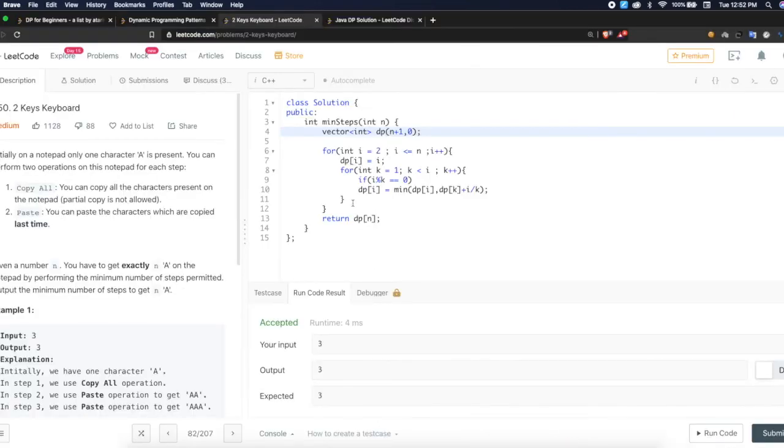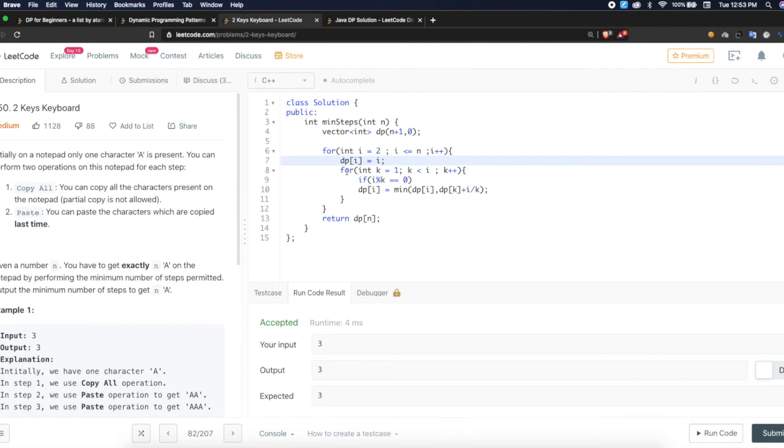So if we see the solution, we have first taken a vector dp with n plus 1 indices initialized to 0. Since dp of 1 is 0, we have not initialized it, so we start directly from 2 till n. We have set dp of i to i because if we just copy one A and keep on pasting it i number of times, we'll get the maximum number of steps, but we don't want the maximum number of steps.